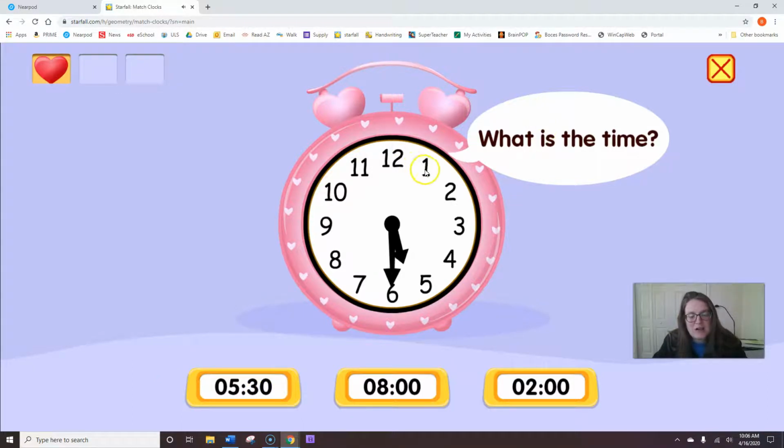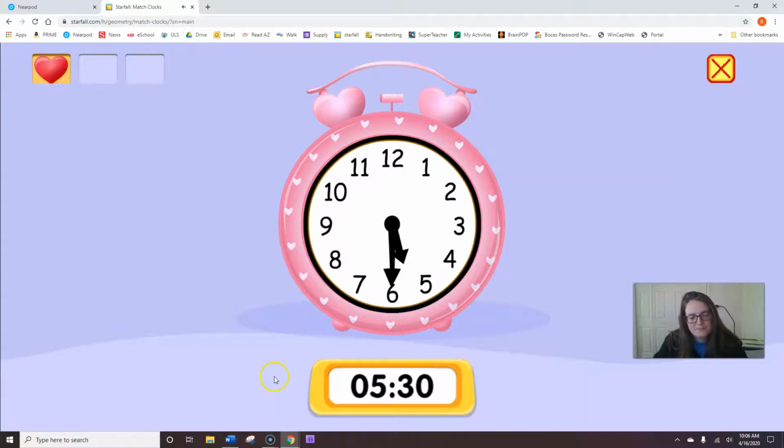I need you to help me count by 5s until we get to the 6. Ready? 5, 10, 15, 20, 25, 30. This clock shows 5:30. Good job! It is 5:30.